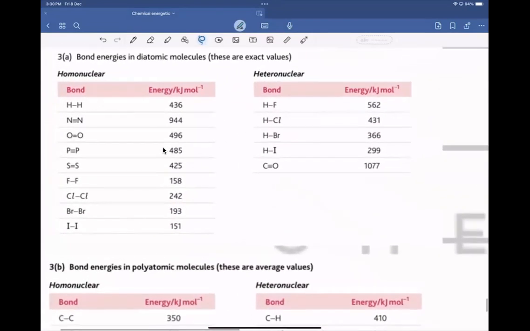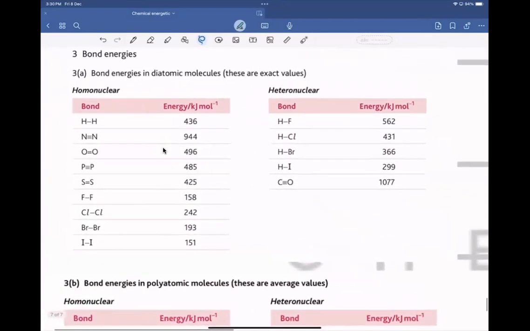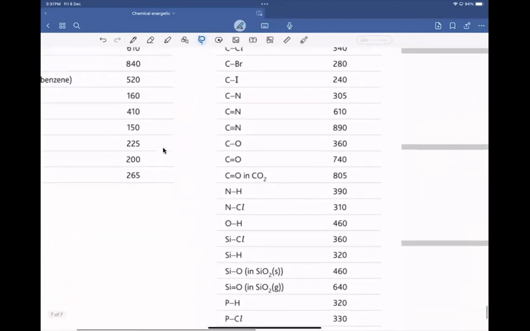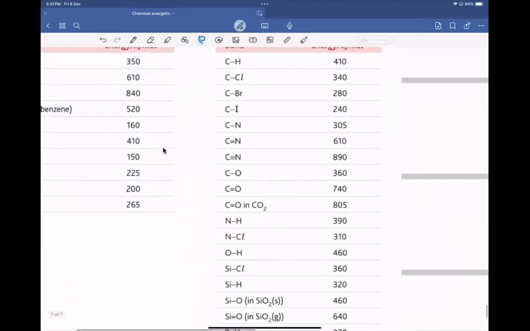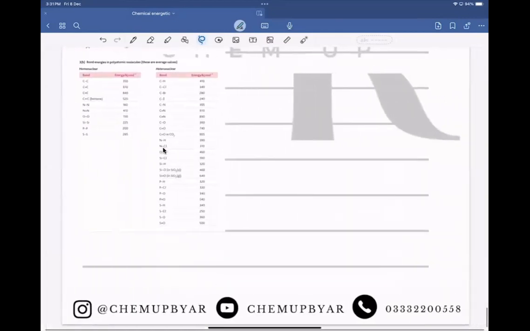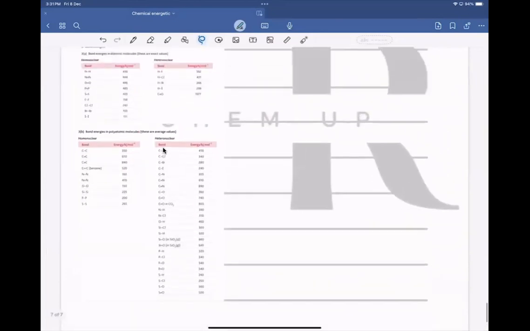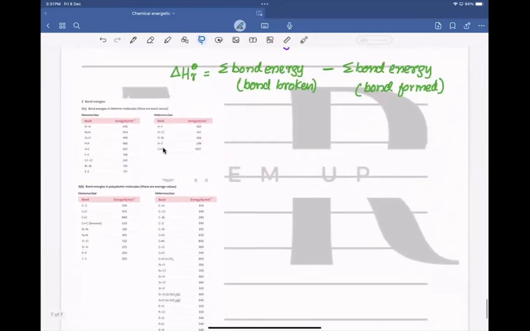So see, here you have the bond energy values given like these. Now we are going to look at the question, how to attempt the question from these bond energy values.